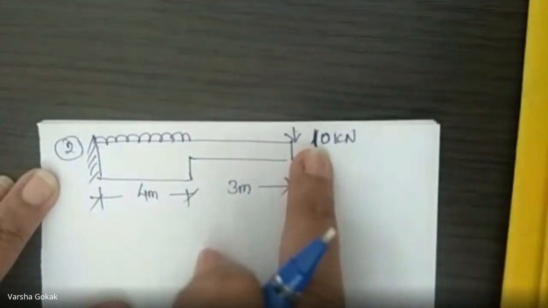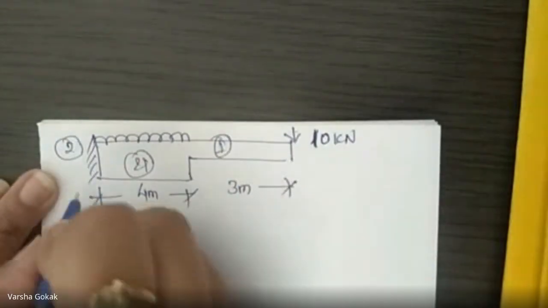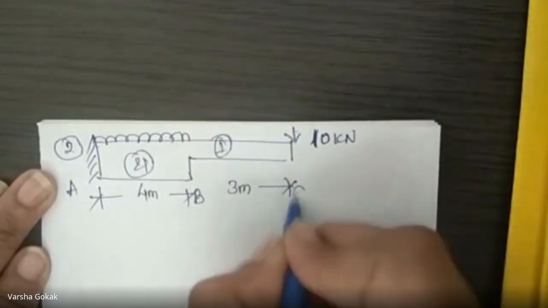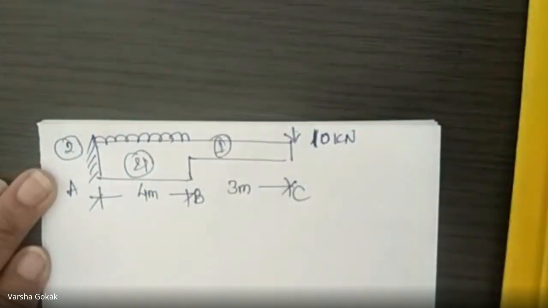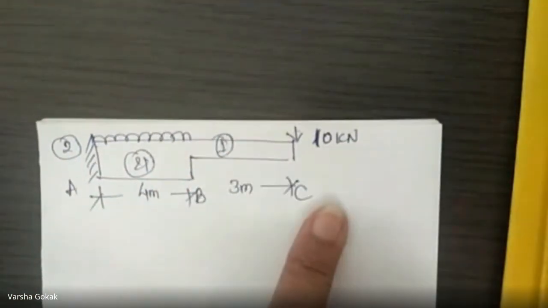Now the combination. This is 2I, this is I. A, B, C as usual. So we have to find the slope and deflection. They have not told which point. We will do it like previously, for B and C both we will find.